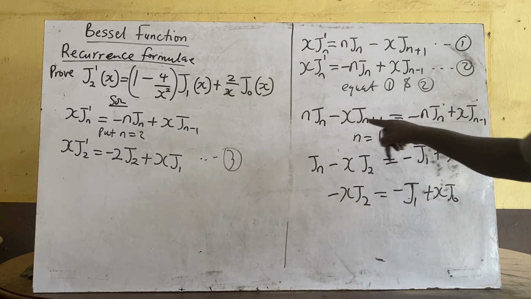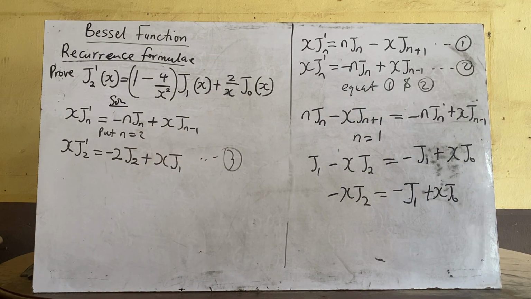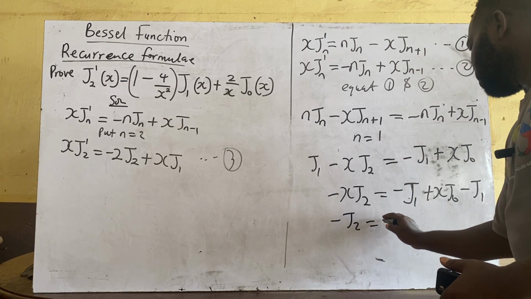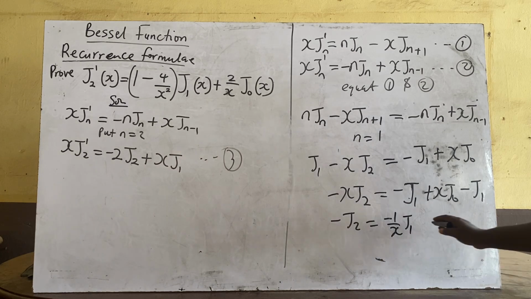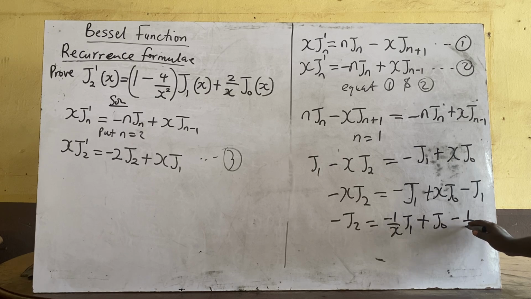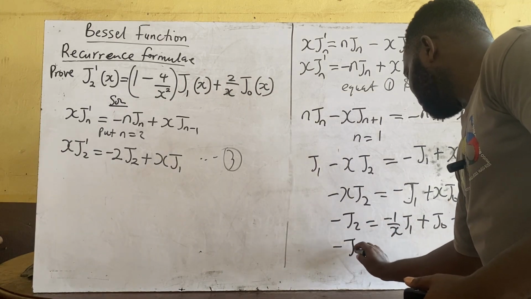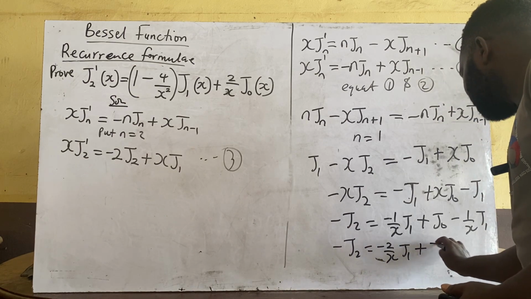How did I get n here? This should be 1, sorry. So minus J1. Divide both sides by x to have minus J2 is equal to minus 1 over x J1 plus J0 minus 1 over x J1 again. These two will give you minus 2 over x J1. So minus J2 is equal to minus 2 over x J1 plus J0.